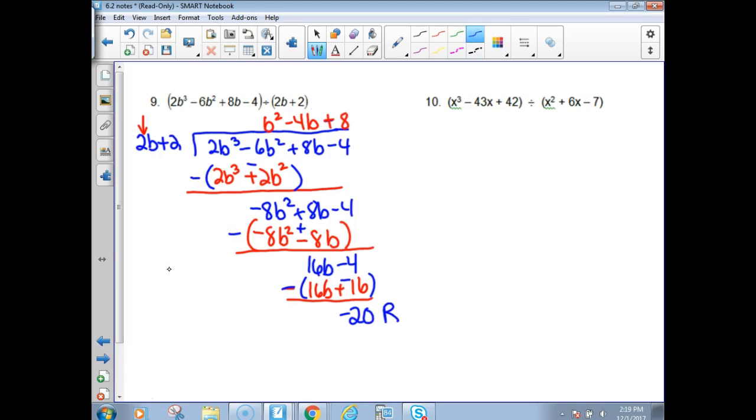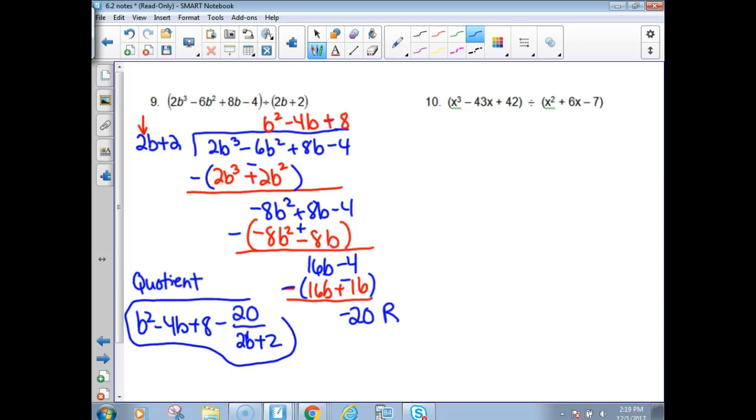The quotient will be the top thing, everything on the top, b squared minus 4b plus 8. But you also have to consider the remainder, and that's going to be minus 20 over the divisor of 2b plus 2. So this would be the answer to that one. It doesn't factor any, really, does it? So I'm not going to even write a factored form because you had a remainder.